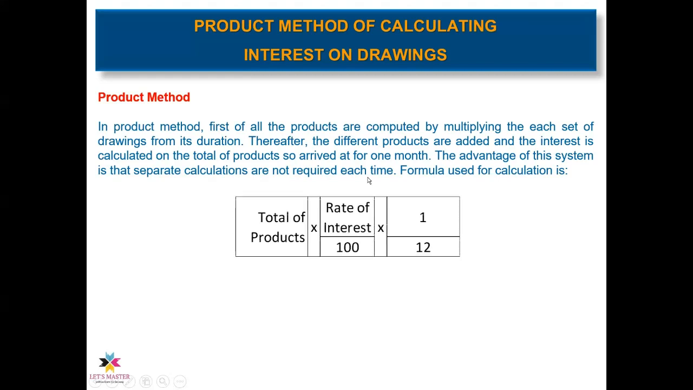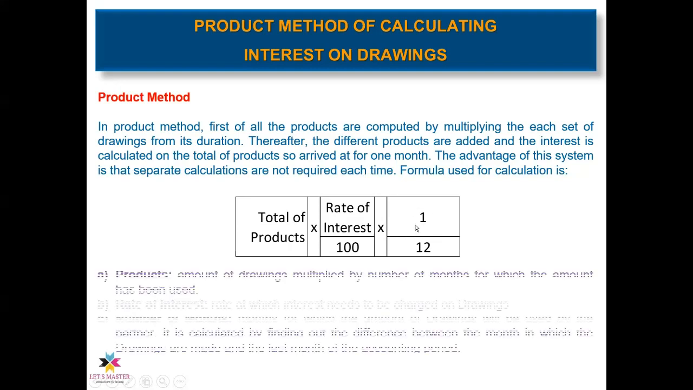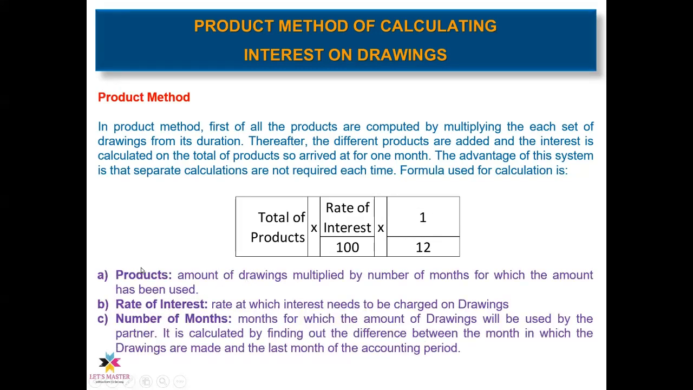The formula used for this method of calculating interest on drawing is total of products multiplied by rate of interest divided by 100 multiplied by 1 upon 12, because we are calculating interest only for 1 month. So the product is the only new term that we are using here in this method. And the product is the amount of drawings multiplied by the number of months for which the amount has been used.